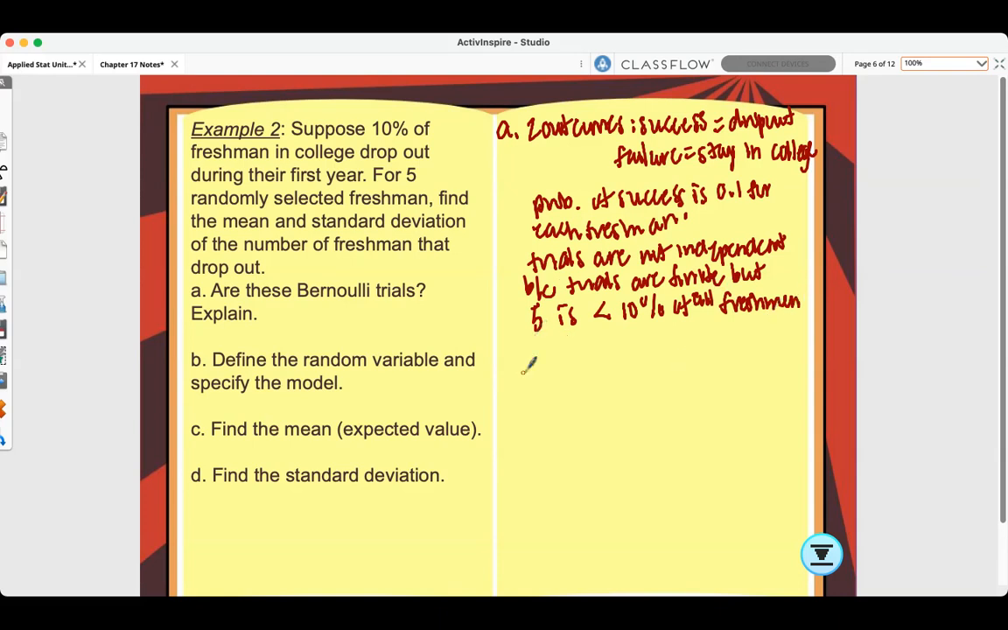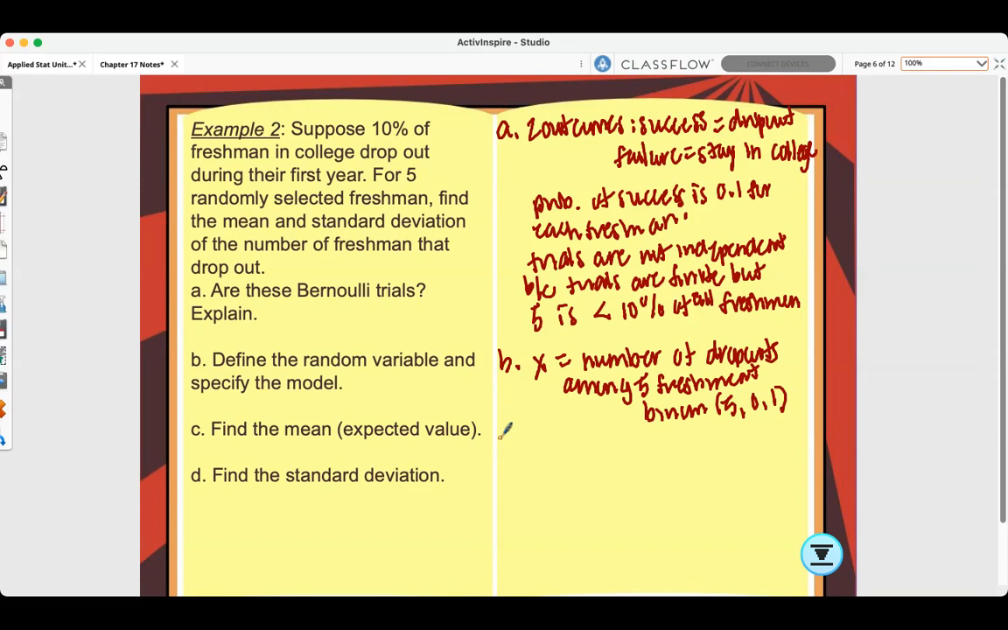Okay, let's look at B. We need to define a random variable. So let X equal the number of dropouts among 5 freshmen. So this would be a binom of 5, and our probability is 0.1. Find the expected value of X. That would be N times P, which equals 5 times 0.1, which is half a freshman.